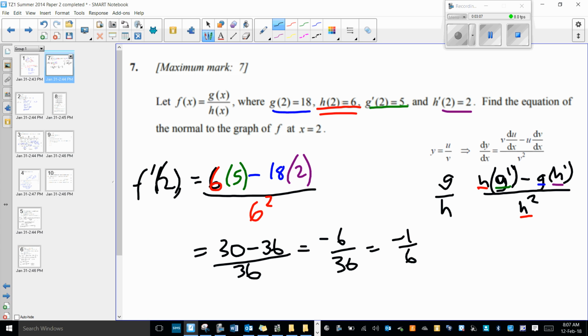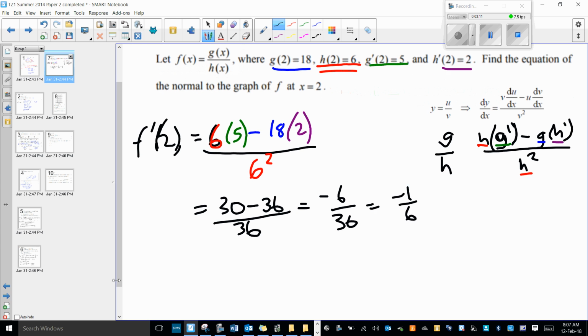Okay, so that's the gradient of the tangent. So the gradient of the normal is going to be positive 6. And then we're going to stick that into the equation of a straight line. So we know it's y equals 6x plus c. To find the c, we need to know a point that it goes through.